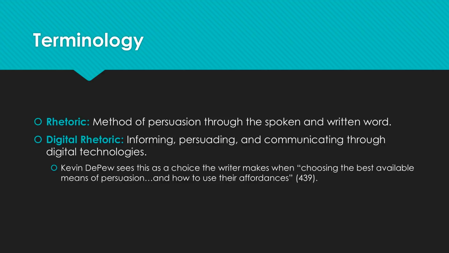Scholar Kevin DePue sees this as a choice you make as a writer when choosing the best available means of persuasion and how to use their affordances. So it's finding the best way to communicate with your audience and persuade them, or do whatever your overall goal is, and use their affordances, or use this template or technology, to your advantage.